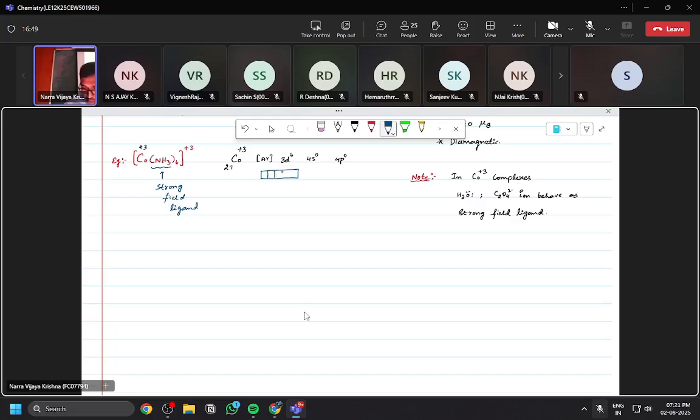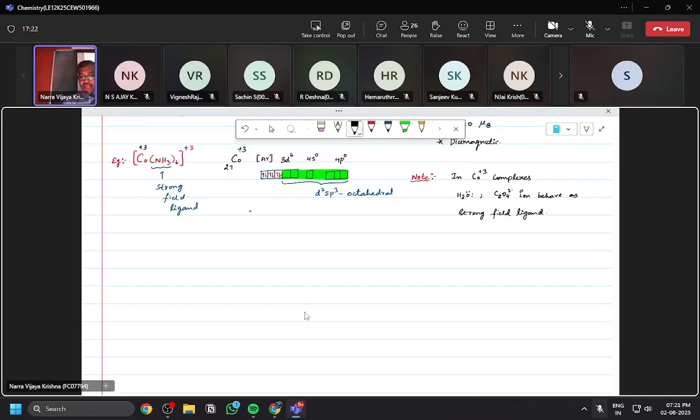Now d has 5 degenerate orbitals 1 2 3 4 5, s 1, p 3. d6 means 1 2 3 4 5 6. Now tell me how many ligands? 6 ligands. So what is the hybridization? d2sp3. So geometry octahedral. Now observe carefully. For hybridization, are inner 3d orbitals involved or outer d orbitals involved?